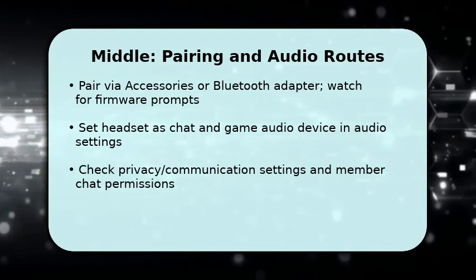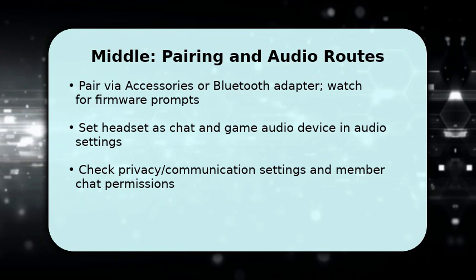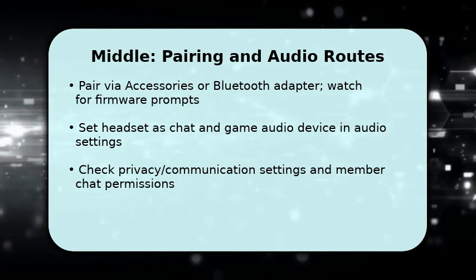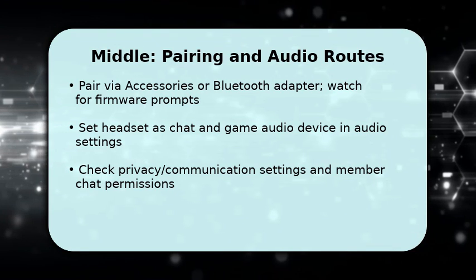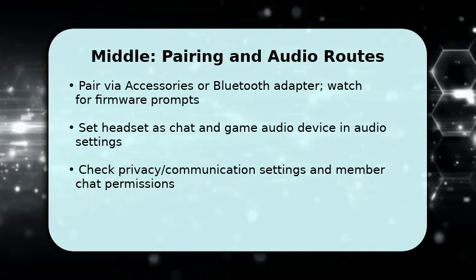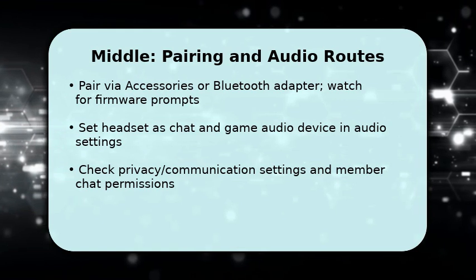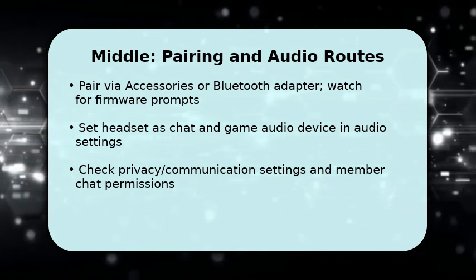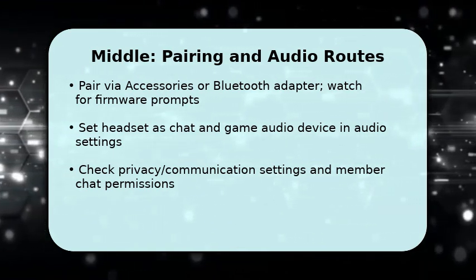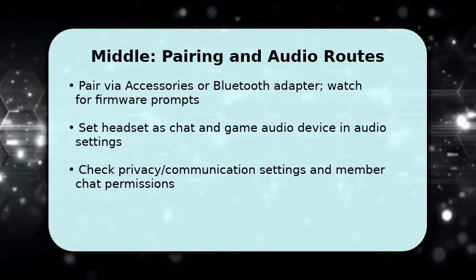Next, go to Profile and System Settings, General Volume and Audio Output, and explicitly select the headset for both chat and game audio so the mic routes correctly. Also check privacy and online safety to ensure voice communication is allowed. Make sure party chat permissions aren't blocking you. If audio is low or mute.